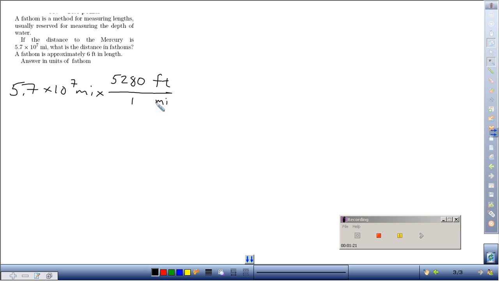Now I've got miles in the top and miles in the bottom. Those units are going to cancel out. So I have just multiplied by something where the top and the bottom are the same, and this allows me just to convert the units.